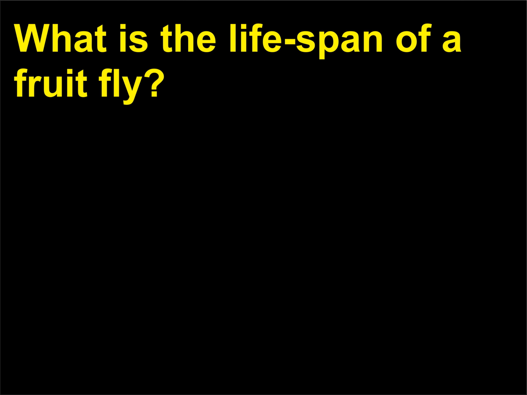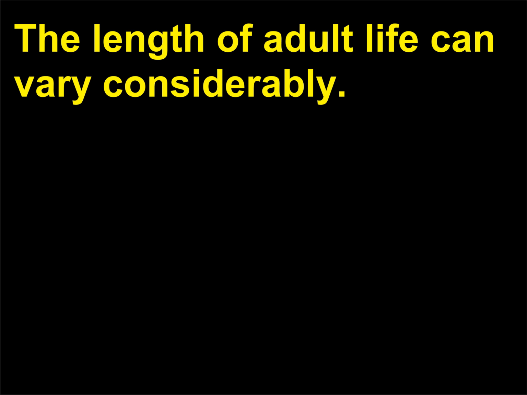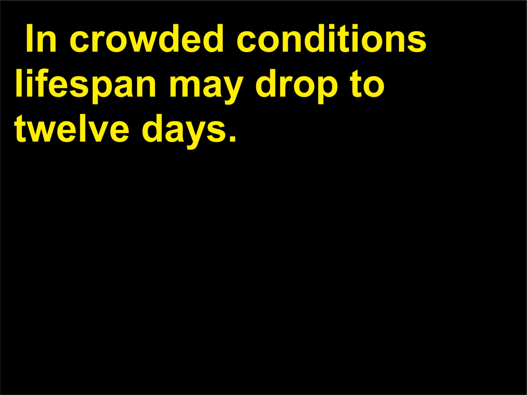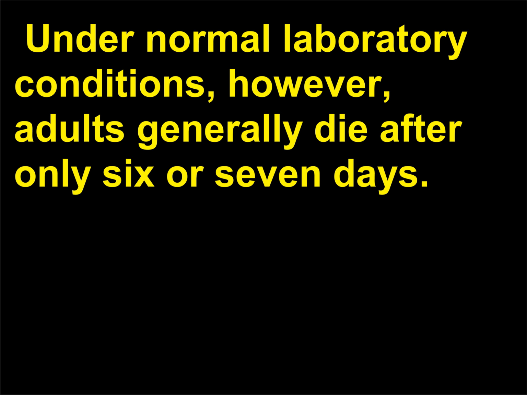What is the lifespan of a fruit fly? The length of adult life can vary considerably. Under ideal conditions, an adult Drosophila melanogaster can live as long as 40 days. In crowded conditions, lifespan may drop to 12 days. Under normal laboratory conditions, however, adults generally die after only 6 or 7 days.